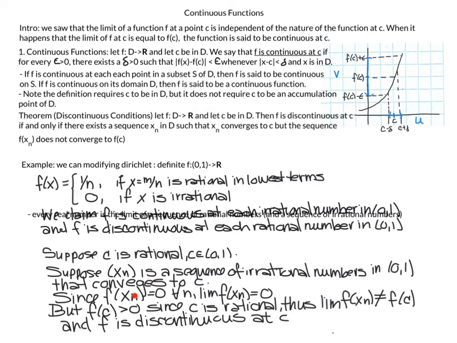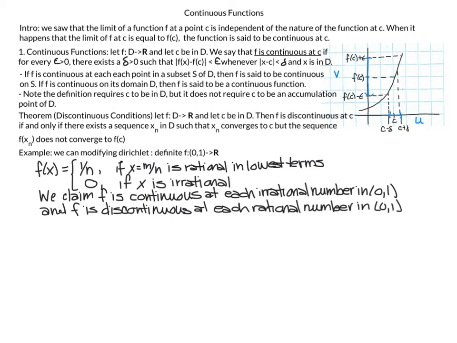Since f of xn is equal to 0, because xn is a sequence of irrational numbers and f of x is equal to 0 for irrational numbers, then the limit of f of xn is equal to 0. But f of c, because c is rational, is equal to 1 over n, which is greater than 0. Thus, the limit of f of xn does not equal f of c. So we've shown the condition for discontinuity applies. So f is discontinuous at C.